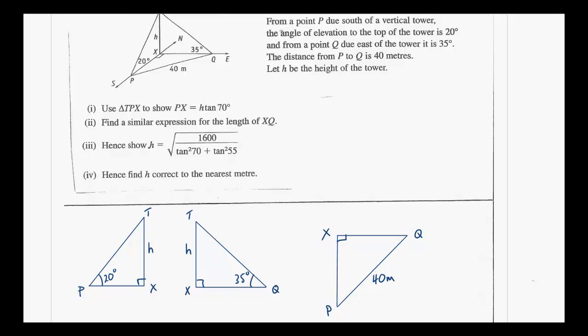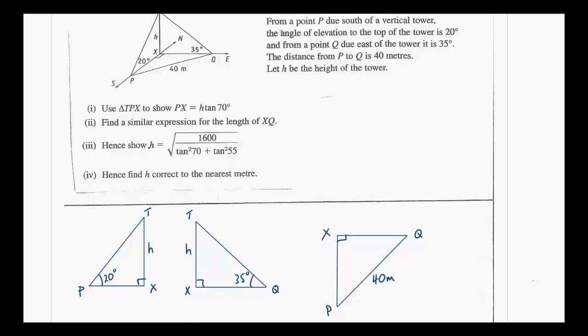Alright, so as usual with the 3D trig question, we start by drawing out the triangles that are involved with our 3D diagram. So in this question we've got a tower, which is represented by the line XT. So X is the base of the tower, T is the top. We've then got a point P that's south of that tower, and Q that is east of that tower.